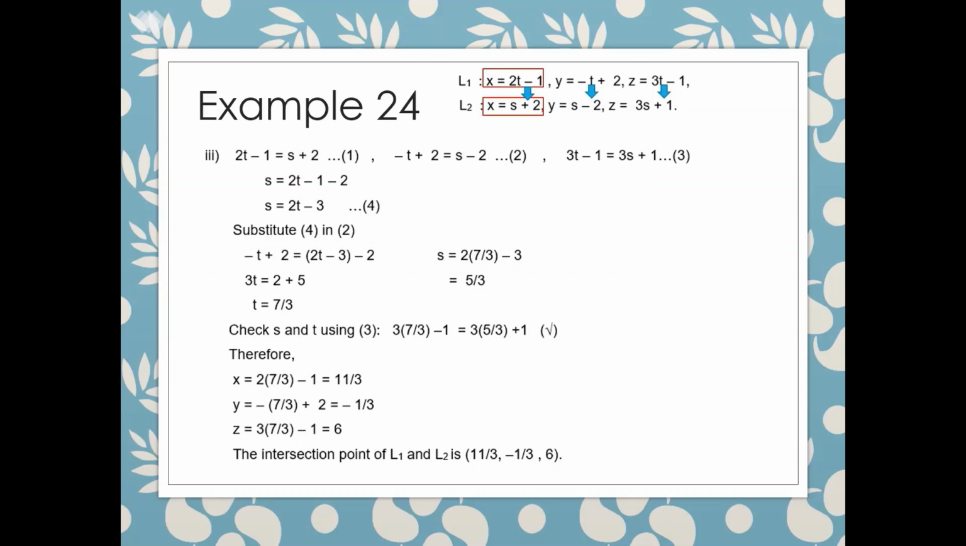Take note that you need to use the equation that you have not used in finding the s and t to verify the answer. If, let's say, both sides are not the same after you substitute the two values inside, we can conclude that the lines do not intersect, meaning there is no intersection point between the two lines.